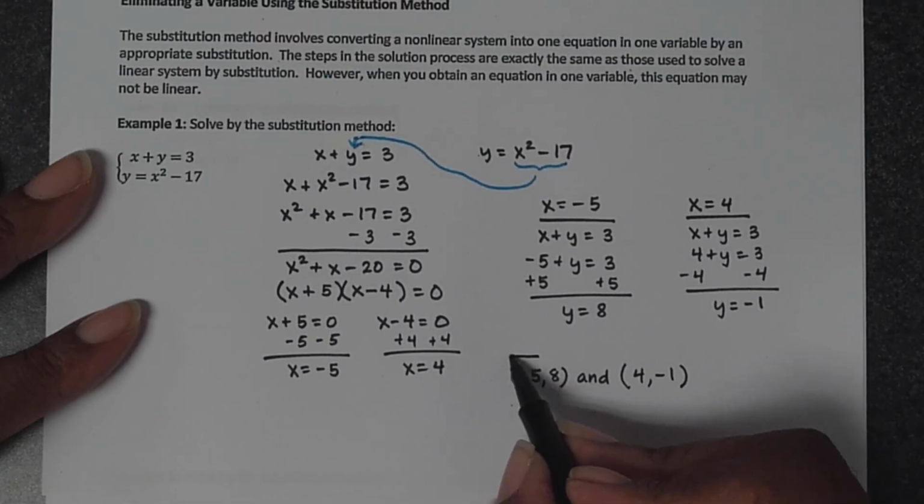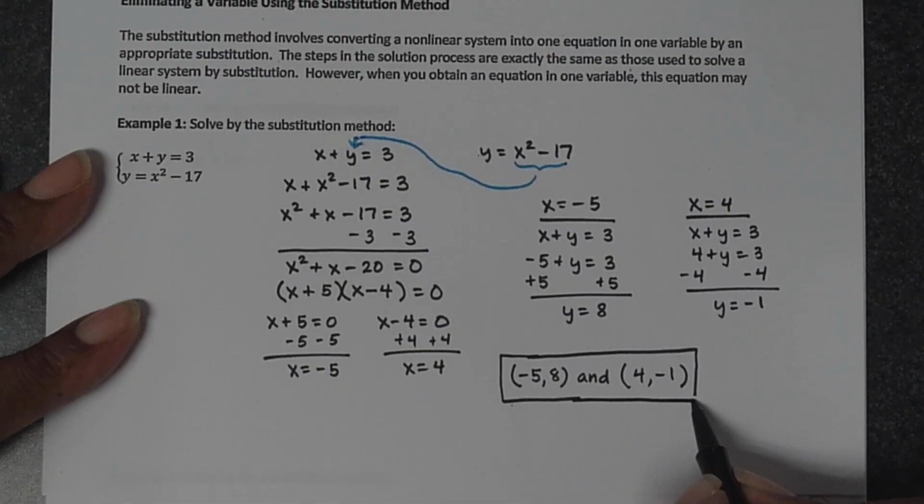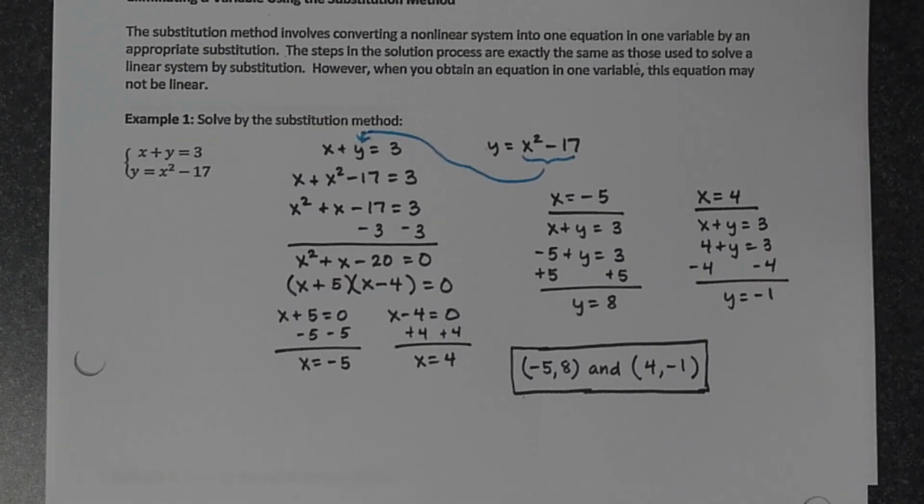So these are my two ordered pairs that will satisfy this nonlinear system of equations: negative 5, 8, and 4, negative 1. Okay. All right, now let's look at example 2.